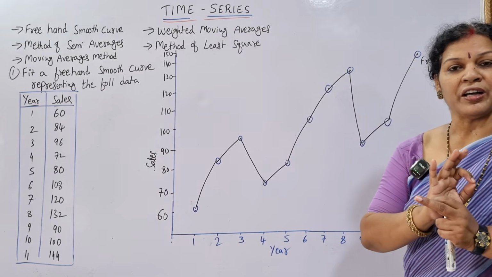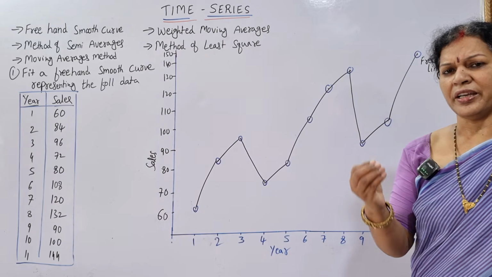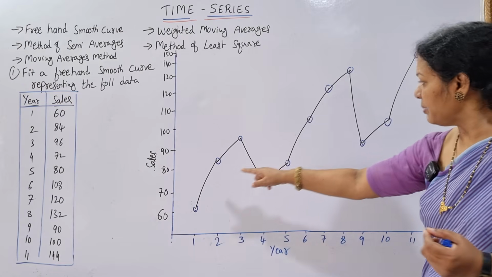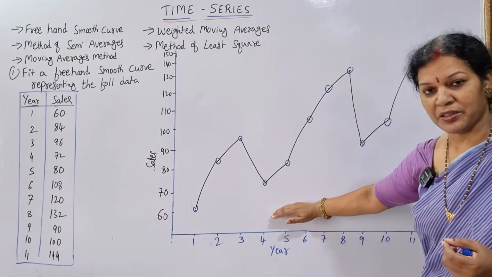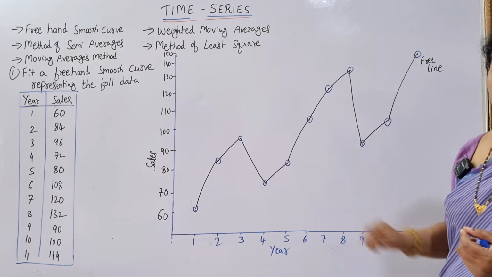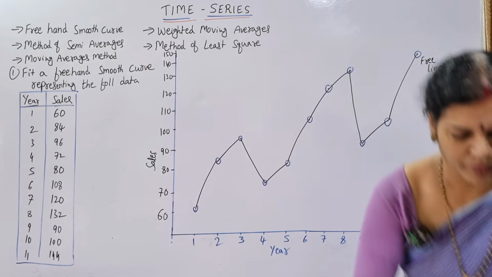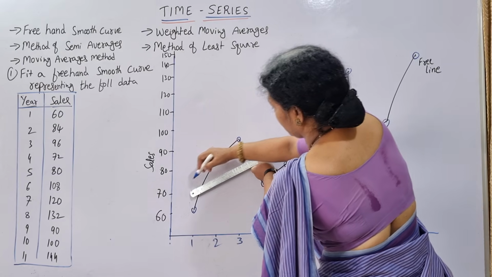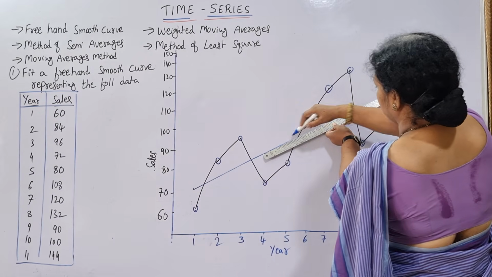There are no fast and strict rules. There are no rules at all. You can draw any line, but it has to cross in between these. If we draw on the top, it will not cover the downside. If we draw a line on the downside, it will not cover the top portion. So roughly I am going to draw one line. You just observe. I'll use a scale also. I'll explain why I am drawing like this.